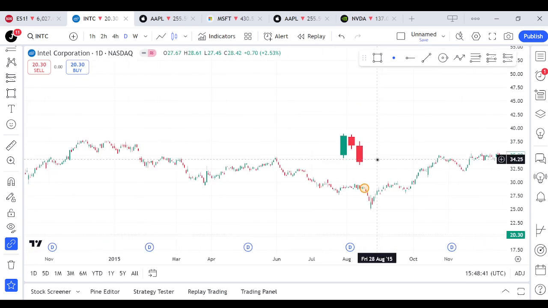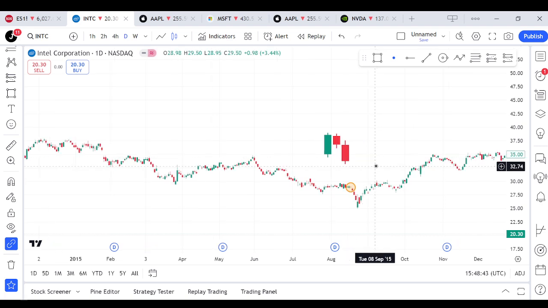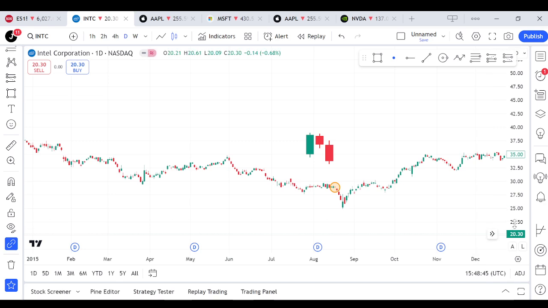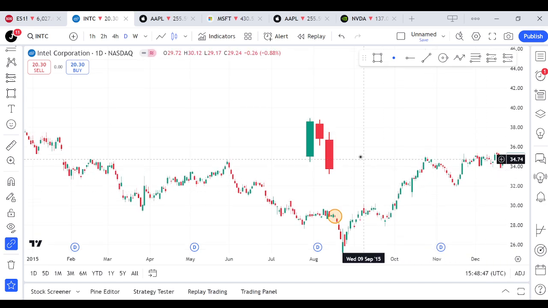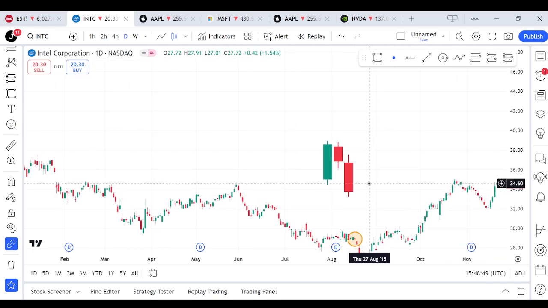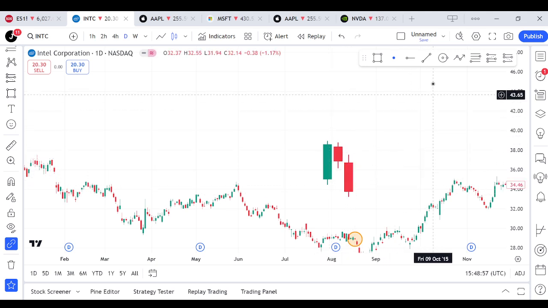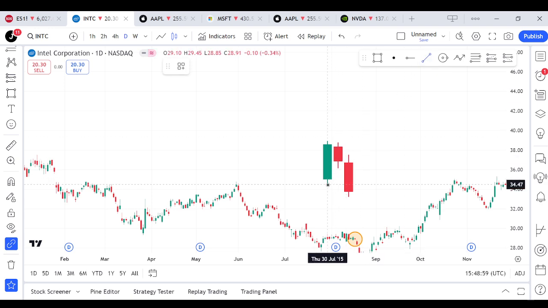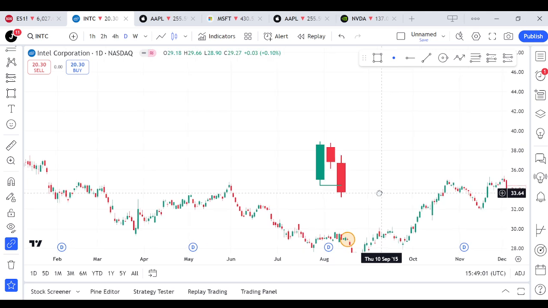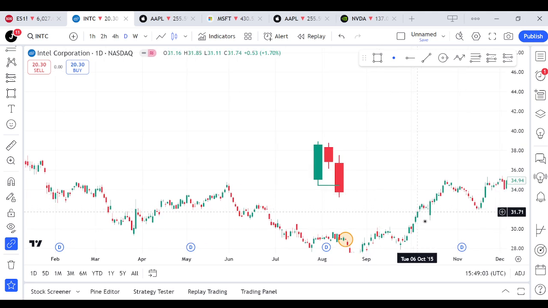Now the bearish three inside down candlestick pattern consists of a large bullish candle showing upward momentum. Then we have a small bearish candle contained within the first candle's range, and the third bearish candle closing below the low of the first candle. So this is just the opposite of the bullish three inside up. This is the bearish three inside down we're talking about.